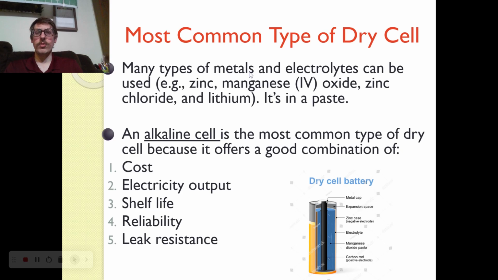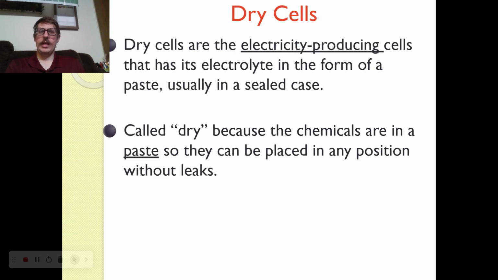But we used electrolytes, and we use zinc and we use copper. But different dry cells can have different things. They can have manganese oxide, zinc chloride, lithium. These are all electrolytes or metals that could be used. And again, remember it's paste in a sealed case. They're that way so they can be placed in any position. You can turn a battery upside down, and it's not going to be a problem. You can set it on its side, and it's not going to be a problem. Which is why dry cells are usually preferred.